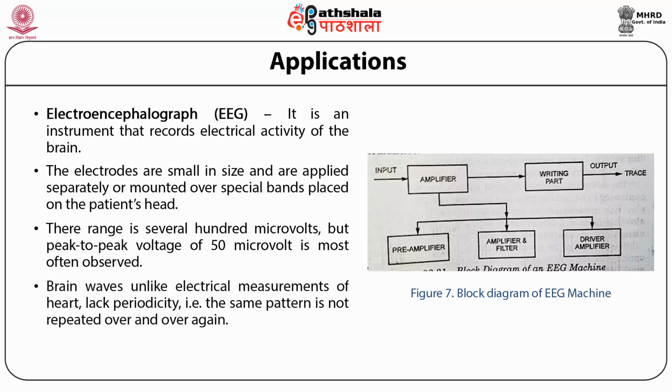Brain waves, unlike electrical measurements of the heart, lack periodicity. That is, the same pattern is not repeated over and over again. Recordings are conducted over a longer interval of time to detect any abnormalities. The block diagram of the EEG machine is shown in figure 7.